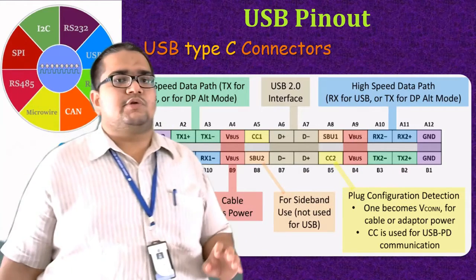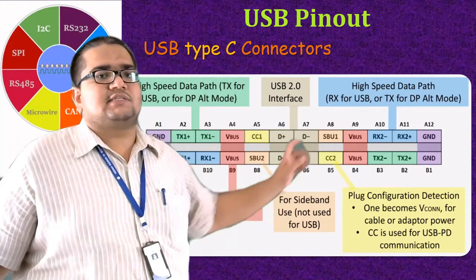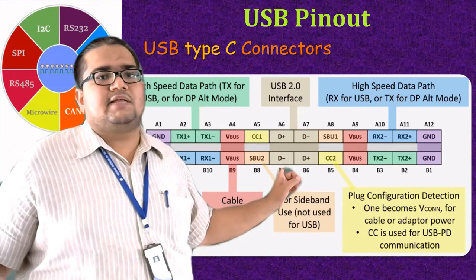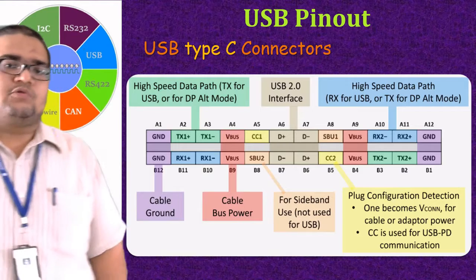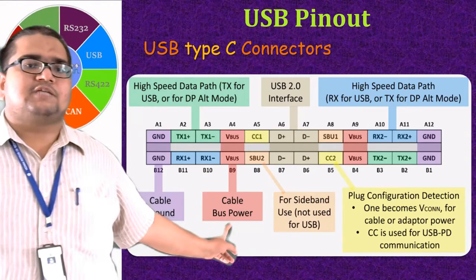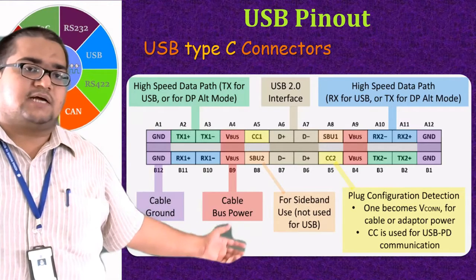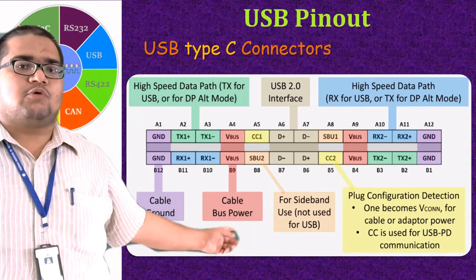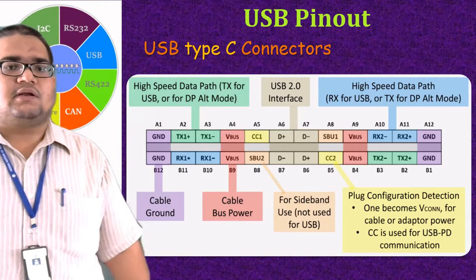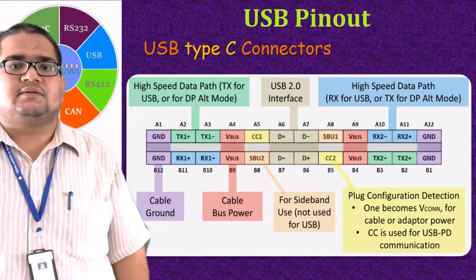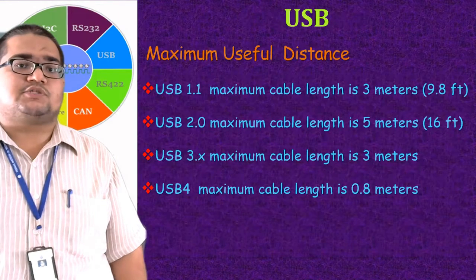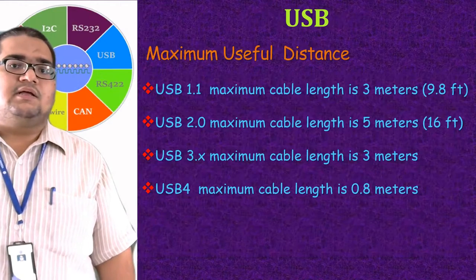And the original USB 2.0 interface, you can see here, is available as D minus and D plus. Here it is cable power, for providing high speed charging and all, to deliver more power. We have these particular lines here. Okay, this is about the USB Type C type of connector.